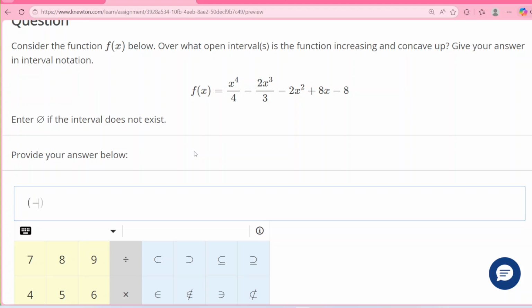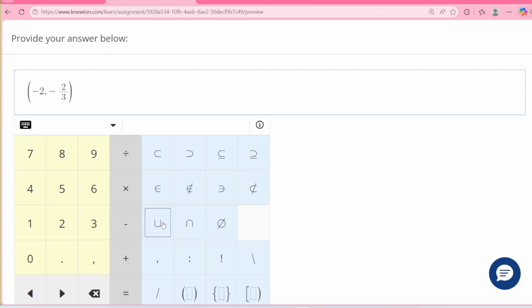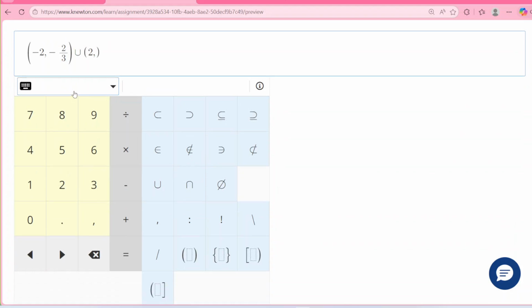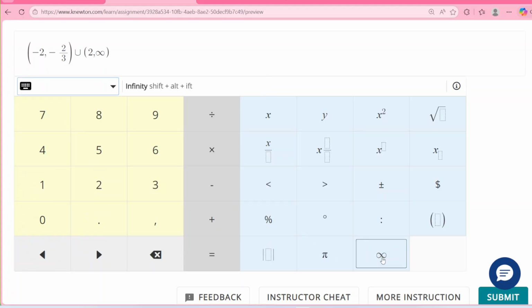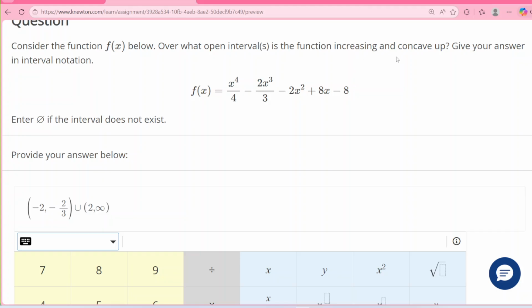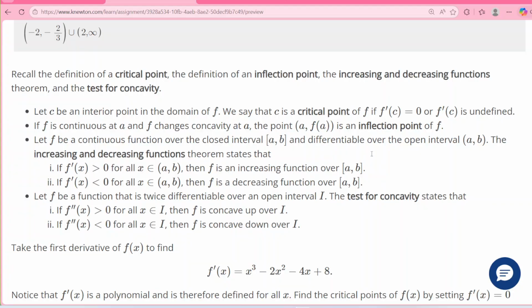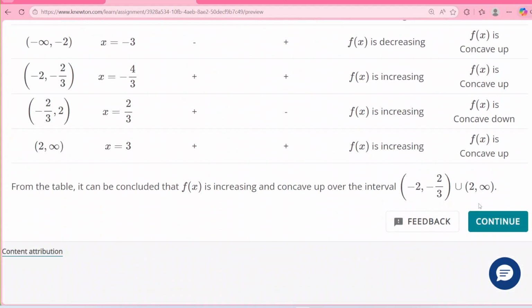So one interval where this happens is negative 2 up to negative 2/3. And then the union symbol, which is in the sets keyboard. And then from positive 2 to infinity, infinity's back on the basic keyboard. And there, that should be good. They close the parentheses for me. These are the intervals where the function is both increasing and concave up, and you can look at it in Desmos if you want to verify that further. All right, great.